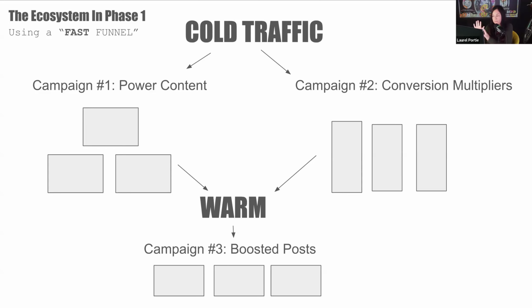Okay. Now, don't worry about if you're in phase 1, phase 2, or phase 3 right now. We're going to actually go through who should be in phase 1, who should be in phase 2, and who should be in phase 3. Right now, I just need you to understand that campaign number 1, you're going to be generating your leads with the invisible list through power content. Campaign number 2, you're going to be generating a physical lead list with conversion multipliers that are going to get messenger conversations. And then you're going to be boosting posts.